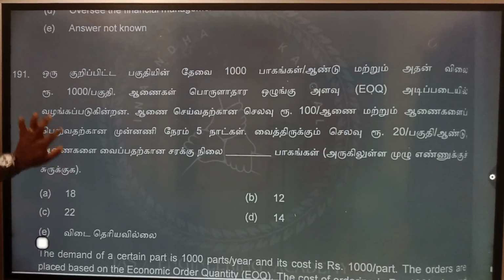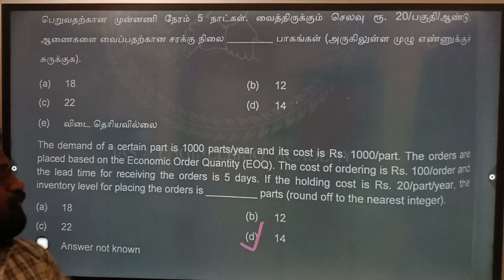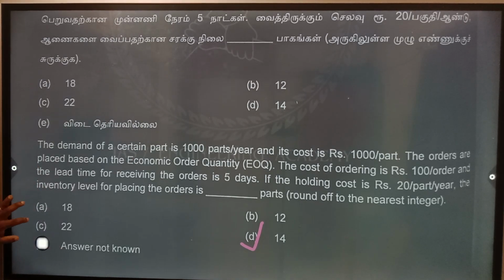191. The demand of a certain part is 100,000 parts per year. The inventory level, order level is asked. 14. D is the answer.